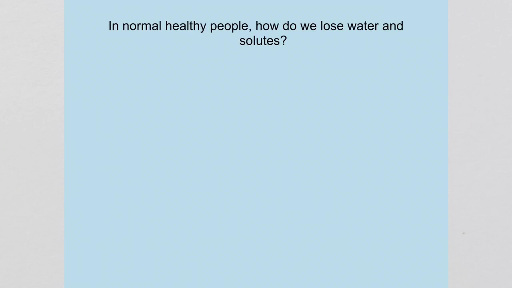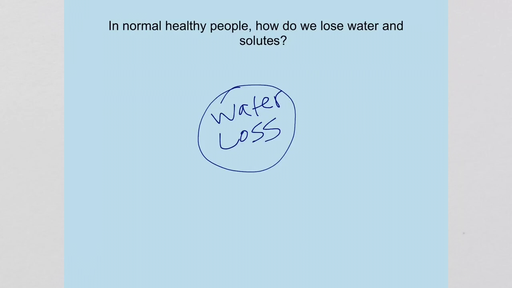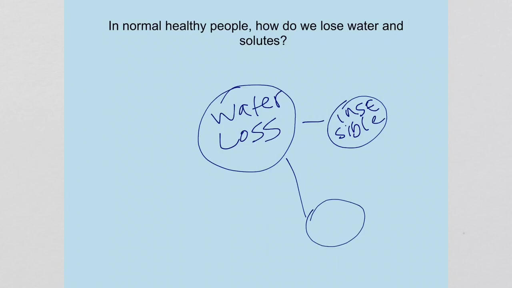Okay, so in normal healthy people, how do we lose water and solutes? Okay, so in kids and in adults, there's different ways that you lose water. One is from insensible losses. So this might be things like your skin or in your lungs. And then you combine this with sweat, and this makes up about 35% of our water loss in a day.